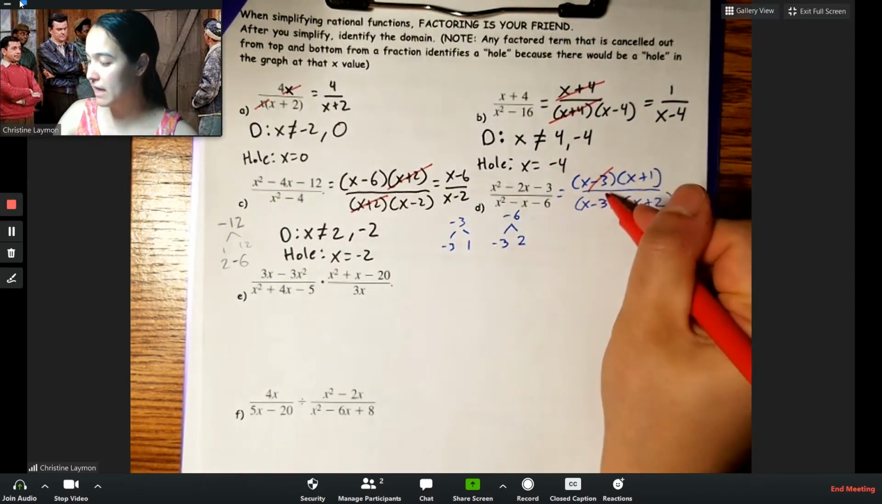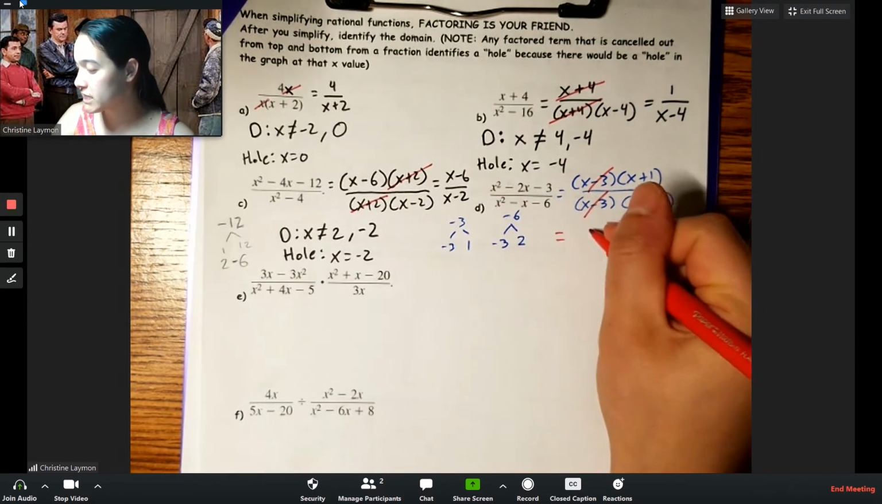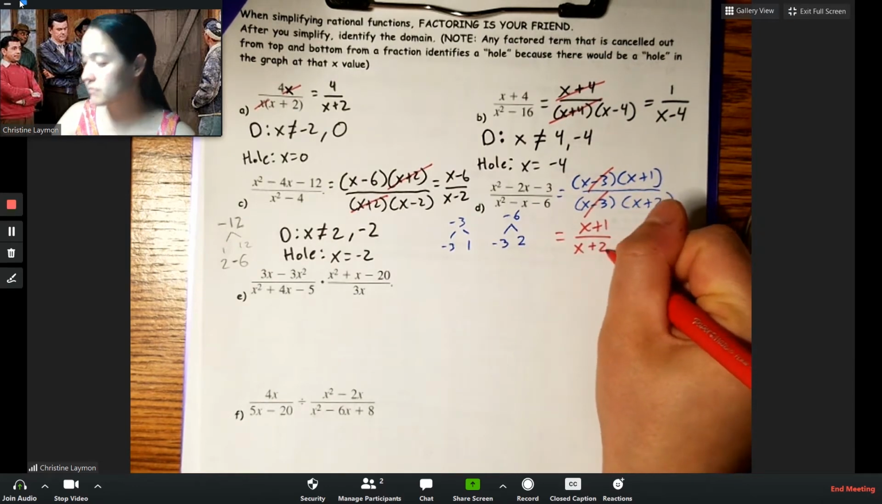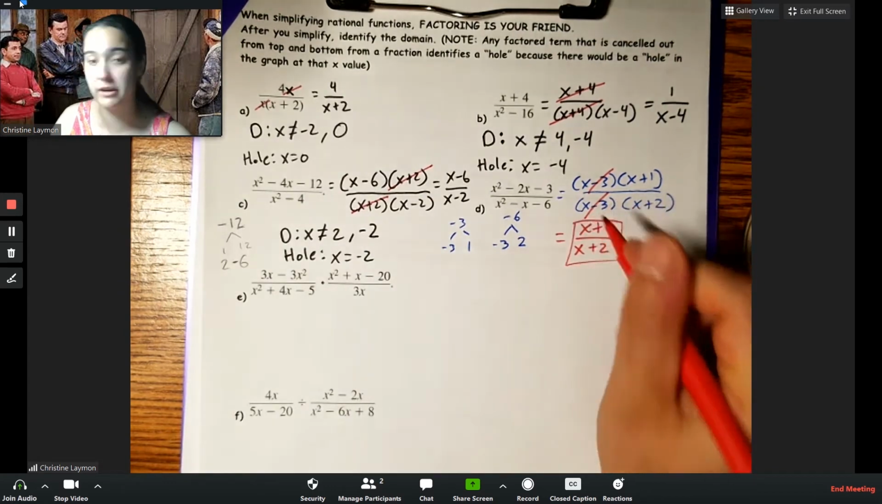Notice that both of them have -3, so I went ahead and simplified that, which means this can be rewritten as x plus 1 over x plus 2. Okay, so that would be my end answer for this question here.